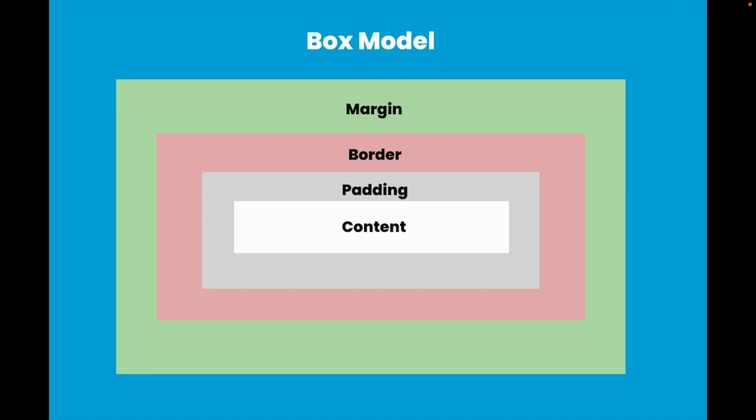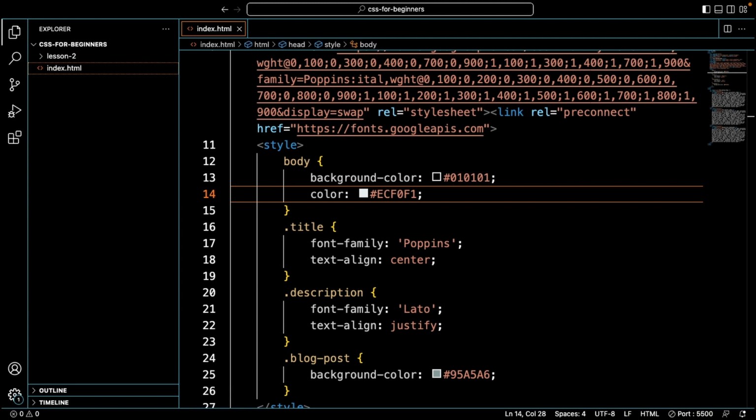Going from the outermost is the margin, which sets the space around the element, the border, which is a visual spacing of the box, and the padding, which is the space between the border and the content. In this lesson, we'll continue working on our cooking blog. So, in our code, let's start out with margin.